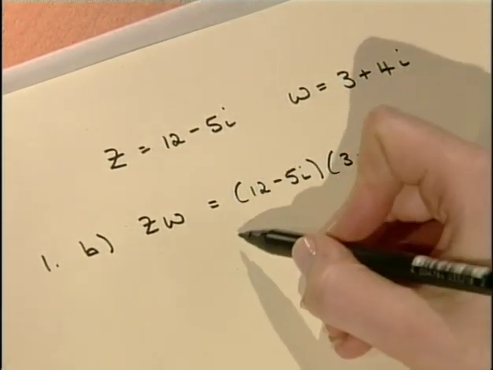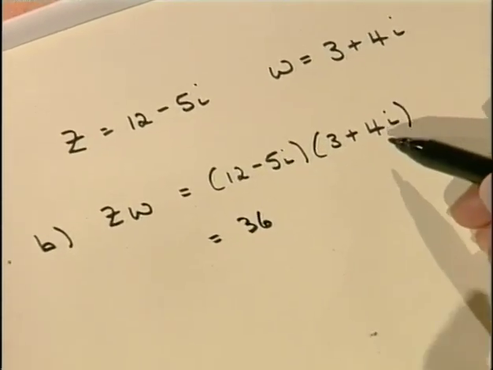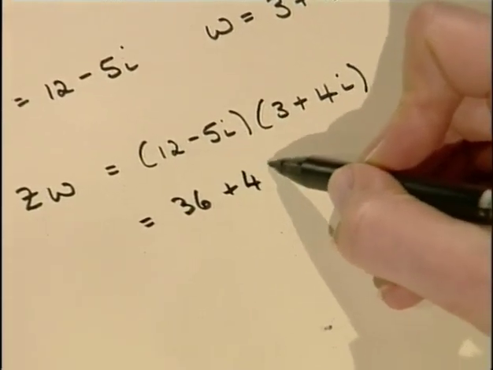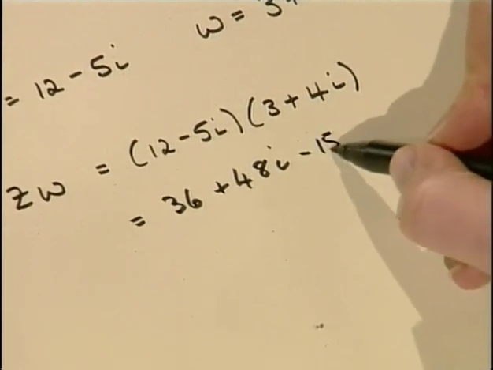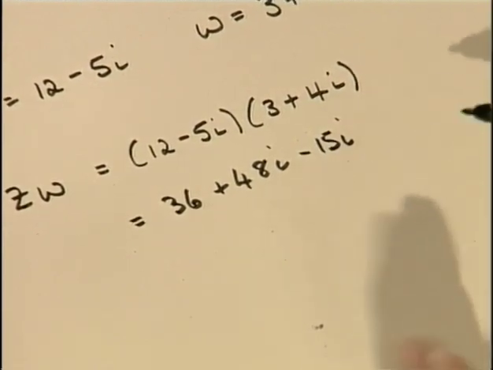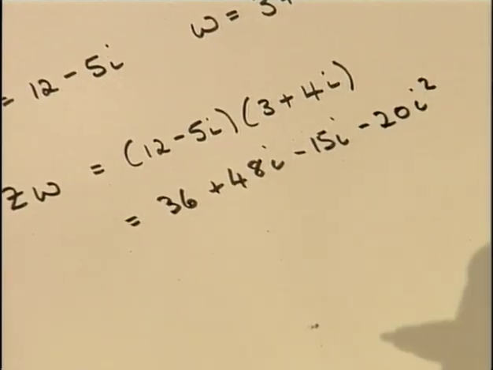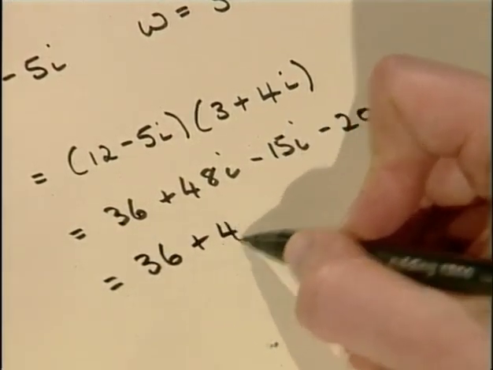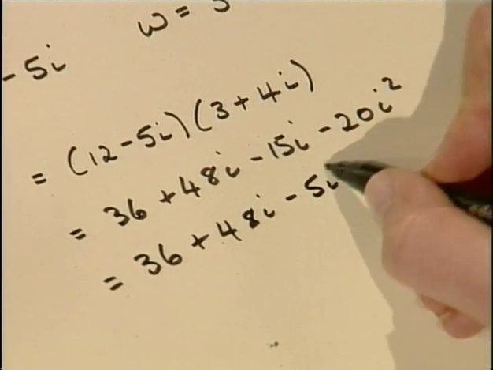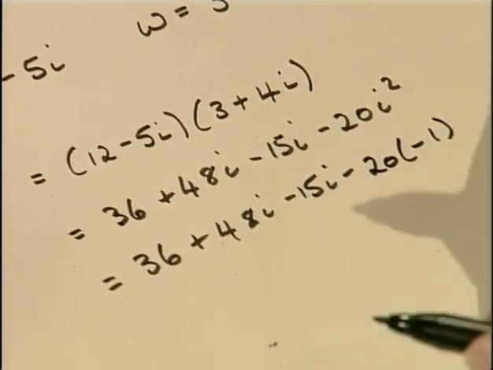Well, OK, z times w, and I've written that out here. Well, 12 times 3 is 36, and 12 multiplied by 4i, that gives me 48i. -5i times 3, well, that's -15i, and -5i times 4i, that gives me -20i squared. And I need to remember that i squared is -1, so let's write that in. So that gives me 36 plus 48i minus 15i minus 20 multiplied by negative 1.